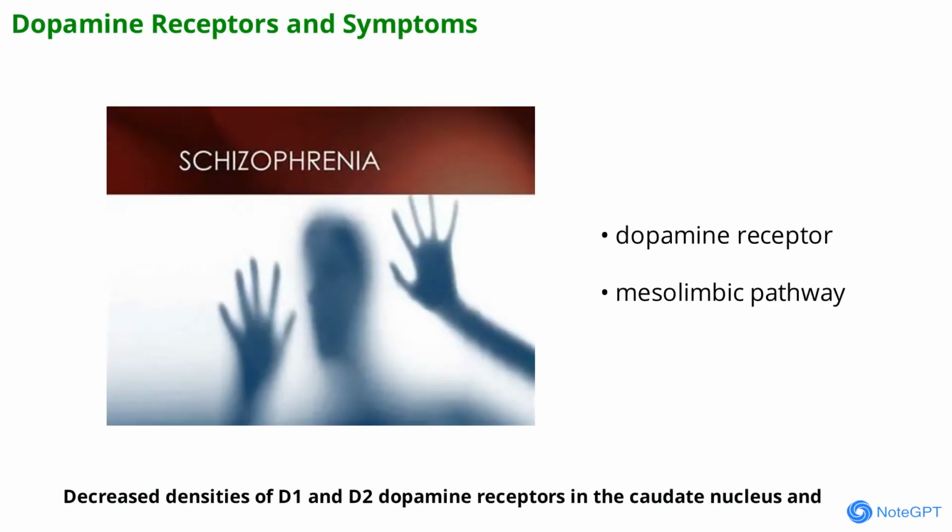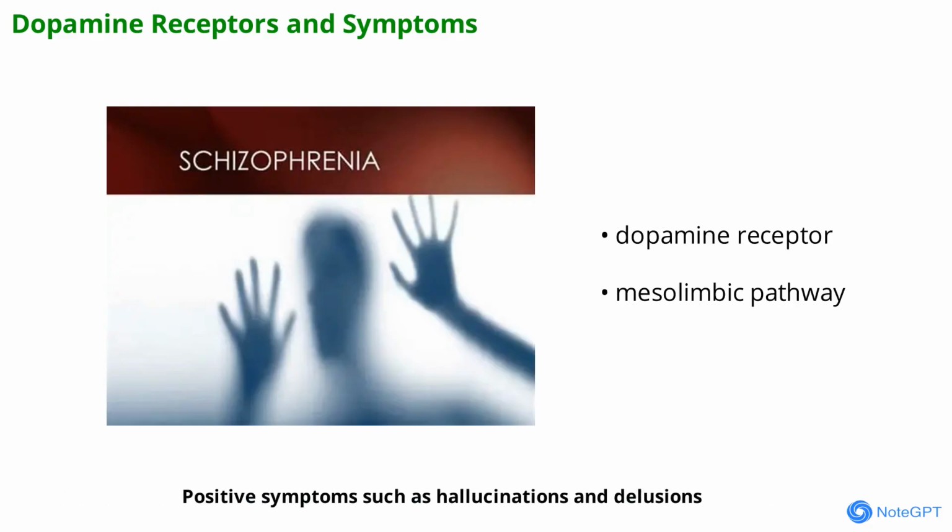Increased densities of D1 and D2 dopamine receptors in the caudate nucleus and prefrontal cortex are associated with lack of motivation and cognitive dysfunction in schizophrenia. Positive symptoms, such as hallucinations and delusions, are linked to dopamine receptor hyperactivity in the mesolimbic pathway. In contrast, negative symptoms and cognitive impairment are tied to dopamine receptor hypofunction in the mesocortical pathway. Understanding these pathways helps explain both the symptoms and the effects of antipsychotic medications.